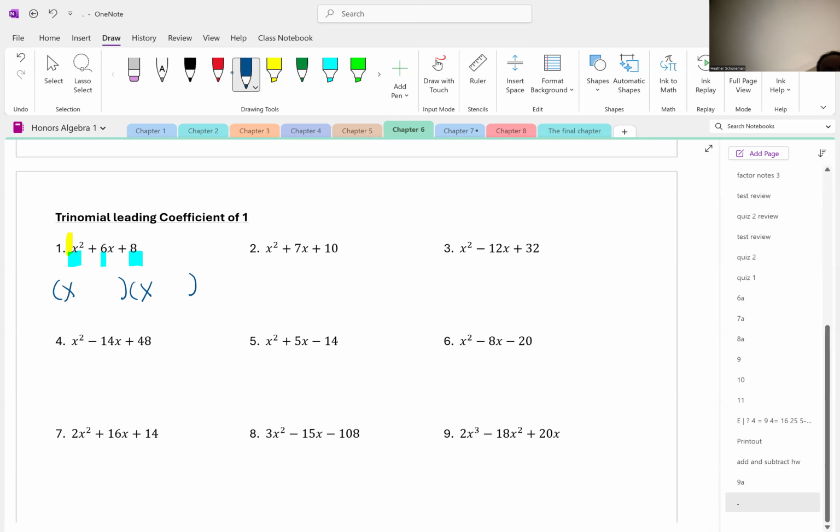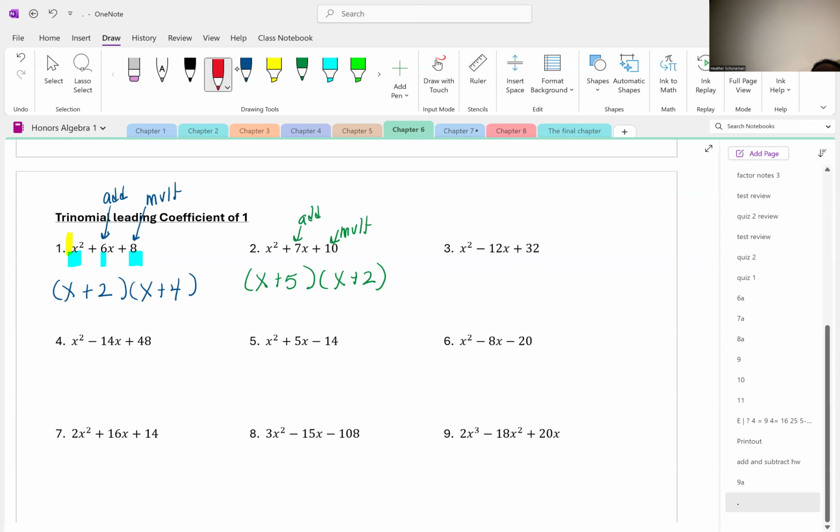That multiplies back out to x squared. Now we're going to look for two numbers that multiply to 8 and add to 6. Well, this time those two numbers would be 2 and 4. If we try it again over here, we go to x and x, and we want two numbers that multiply to 10 and add to 7. Those numbers would be 5 and 2.